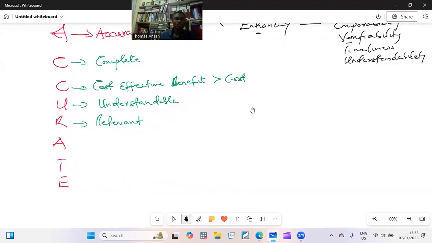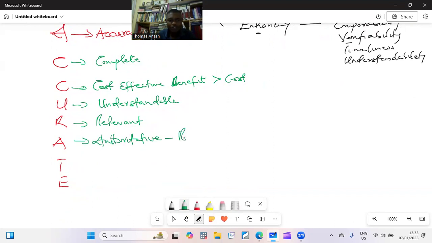You can also talk about the fact that A is authoritative. By that, we mean that the information should come from a reliable source. So that is that, reliable source. T is timely.